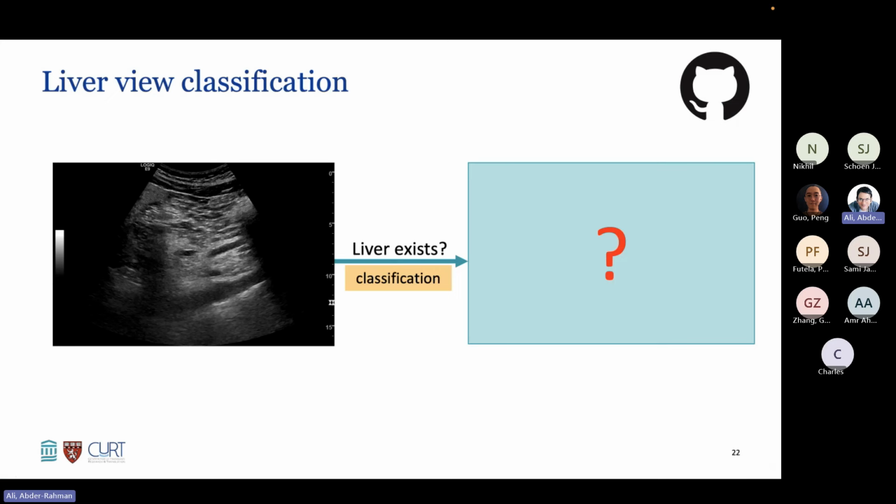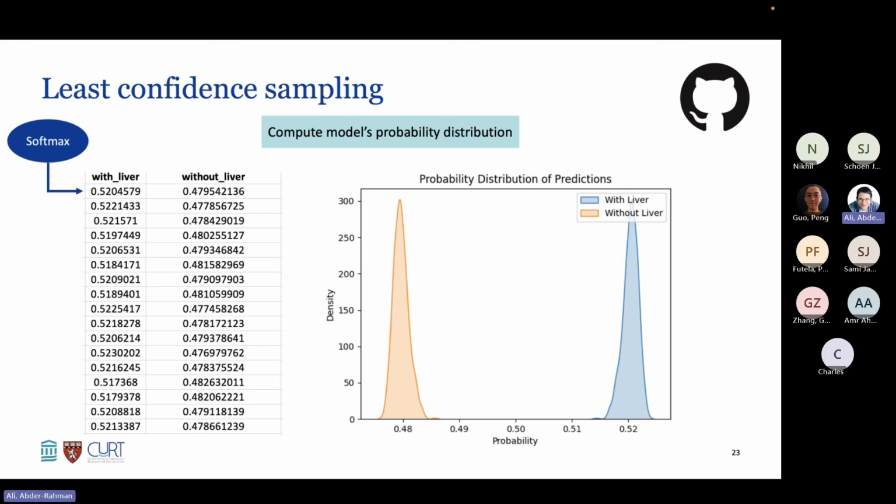So let's now see how least confidence sampling works on this problem. Again, we want to pick data for the radiologist to label. How will we pick this data? The first step, as we mentioned, is to compute the model's probability distribution. When we say probability distribution, it's the softmax's job to do that. When we explained softmax, we saw that the output of the softmax is a probability distribution. Here is a sample of the data I used. I had many images, but I'm just showing the output of the softmax.